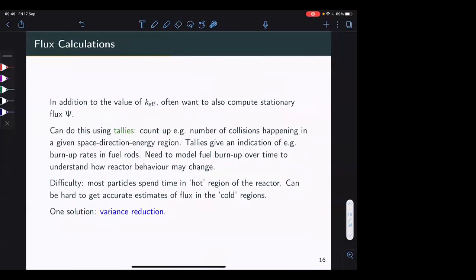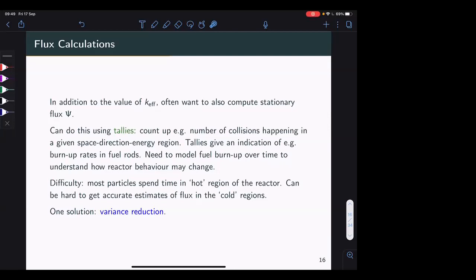Often the difficulties come not so much in computing k-effective, but we also want to try and understand what the stationary flux looks like. And we can do this using what are called tallies. So this is some way of counting up the number of collisions happening in a given bit of space, direction, energy. And if you want to compute things like burn-up rates, that's what you want to look at.